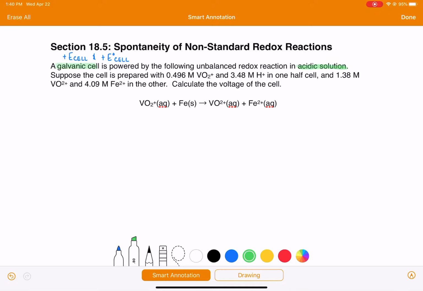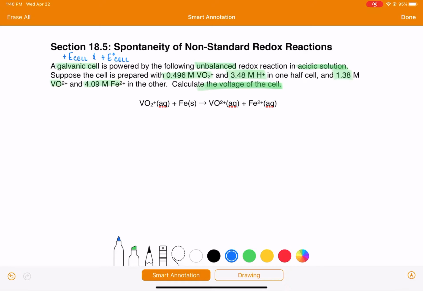Telling us that the redox reaction is unbalanced is a hint that we're going to need to balance this reaction. We're given concentrations of VO2+, which is one of the components, and H+, which is going to be in here somewhere, but we don't know where, so we are not going to be able to get away with not balancing it. And then we have 1.38 M of VO2+ and 4.09 molar Fe2+. Calculate the voltage of the cell. Okay, so we can totally do this.